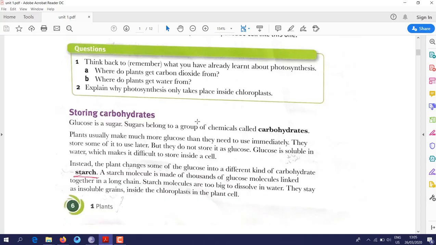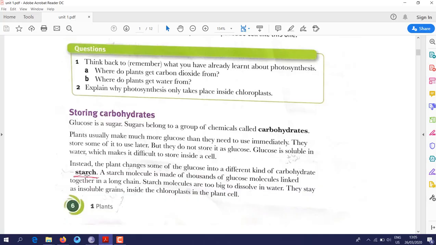So to prevent this from happening, the plant will store glucose inside the cells in a different kind of carbohydrate. Glucose is an example of a carbohydrate, but we have different types of carbohydrates. For example, the glucose will be stored inside the plant as starch.